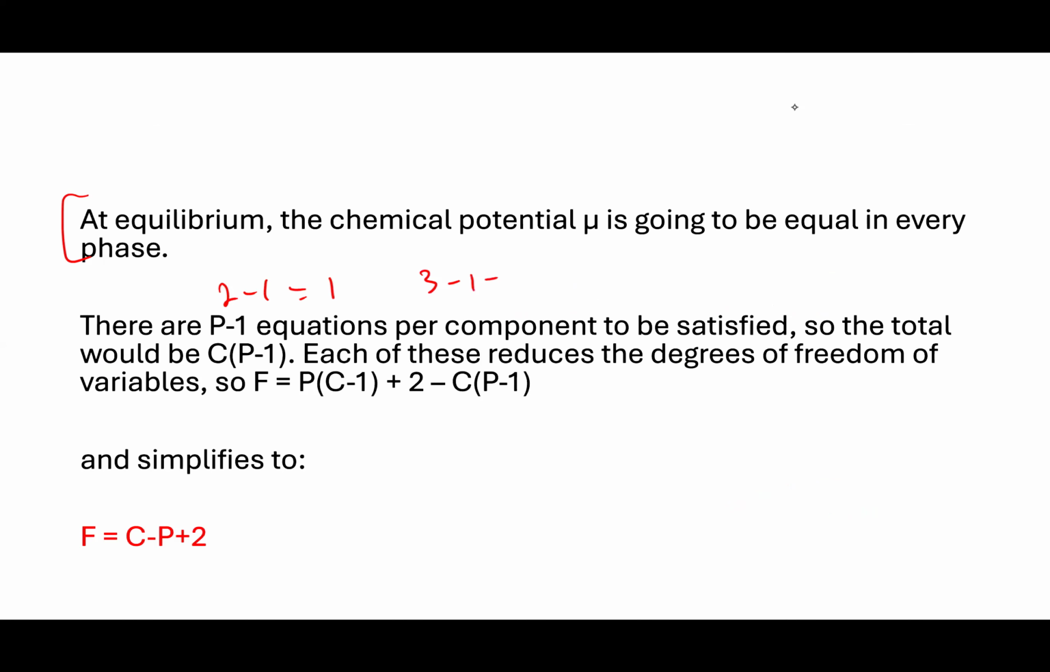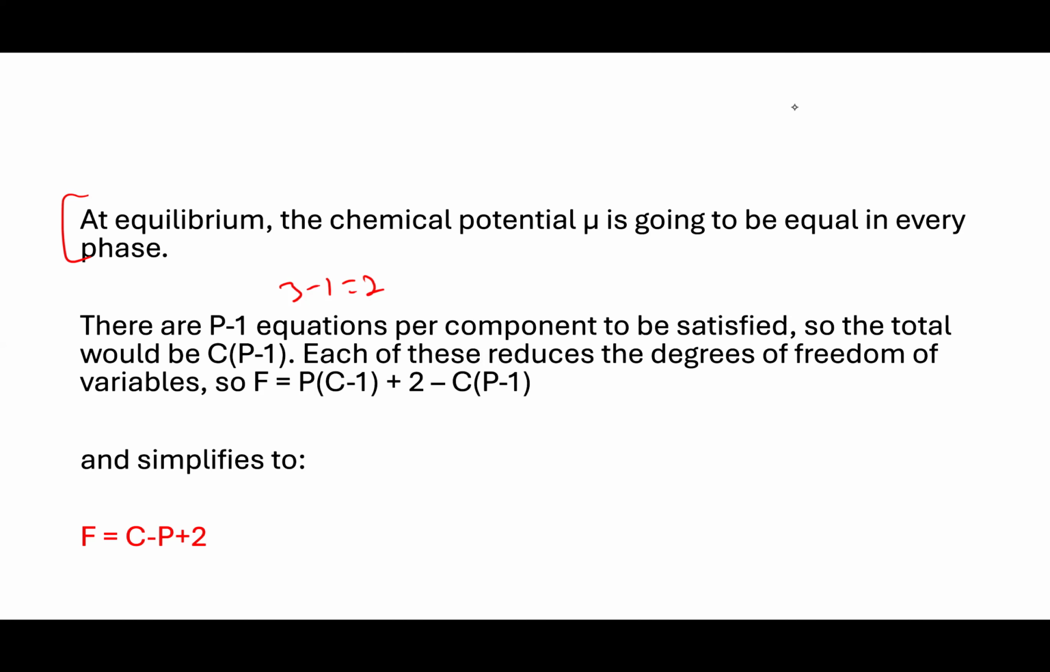If there's three phases, there are two solutions. So again, there are P minus 1 equations to be satisfied. That limits our degrees of freedom. Basically, if we have three phases, we need to satisfy two equations, or two variables, I should say. And this limits the degrees of freedom, because if we have two things to solve for, they're not independent anymore.